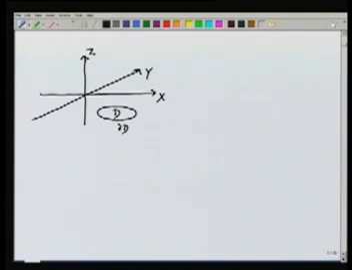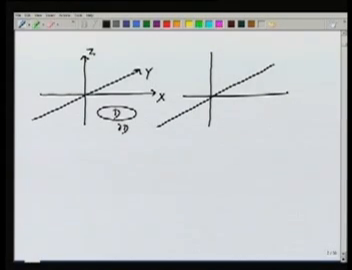Now the question is, what are we going to do if I am in a situation as the following? Let us draw the picture again. So this is the x axis, this is the y axis, this is the z axis. Now notice that the region D which I have drawn in picture 1 is lying in the xy plane. But suppose this region D is not lying in the xy plane. Suppose it is in some oblique region like this. Okay, suppose this is my D.